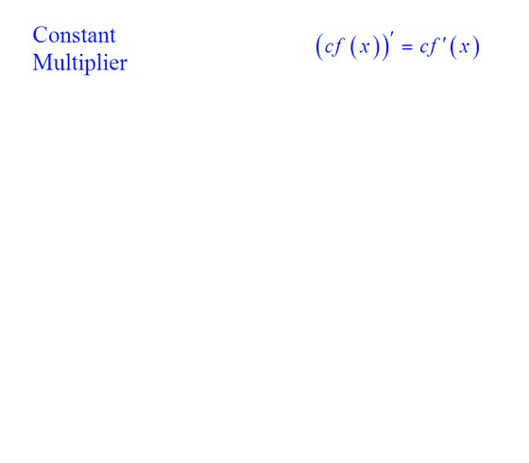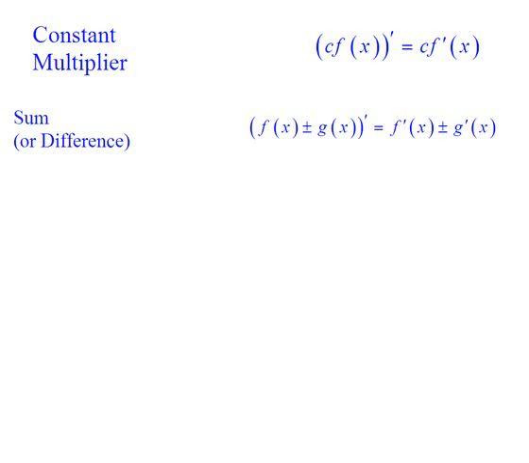A couple of other basic derivative formulas. The derivative of a constant times a function is the same as the constant times the derivative of that function. And the derivative of a sum or difference of functions is the same as the sum or difference of those derivatives. Here's an example that puts all of those ideas together.